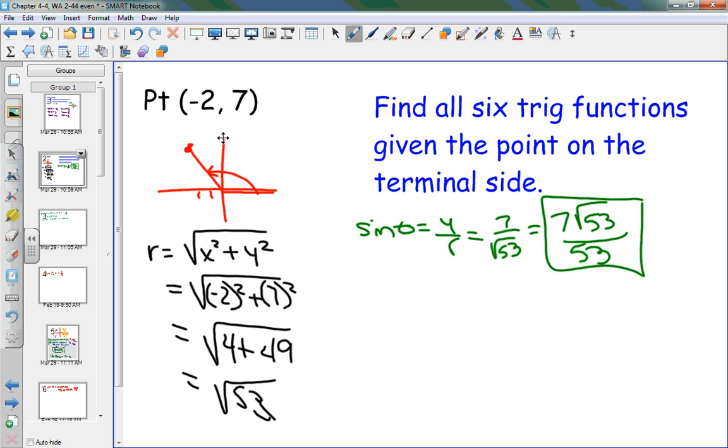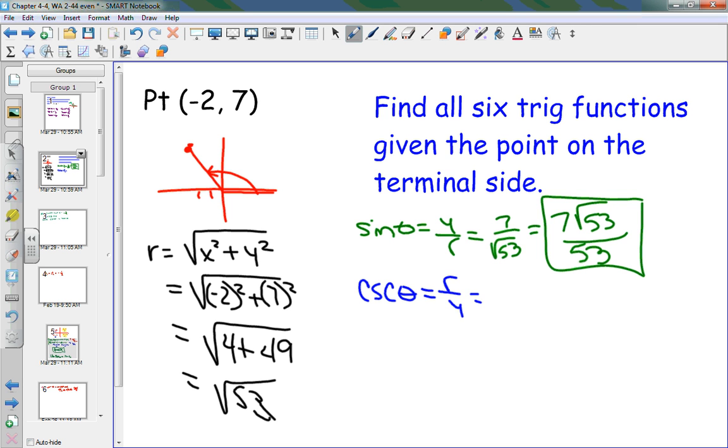Now, if I know sine, what else do I know? Cosine. Oh, wait, hold on. So you got that by multiplying by square root of 53 over square root of 53. Okay. Thank you. So now I need to find the opposite of sine, which would be cosecant. What is the cosecant of theta?